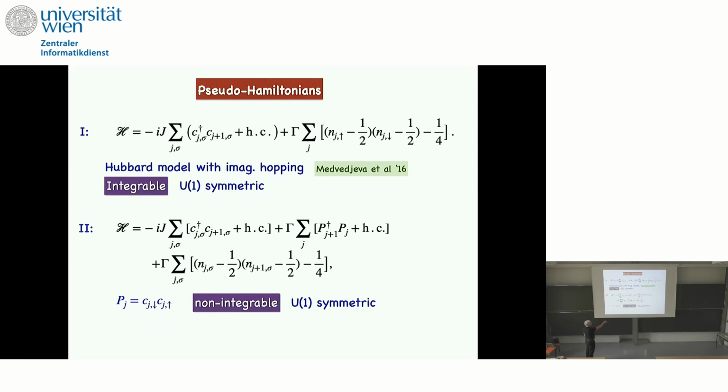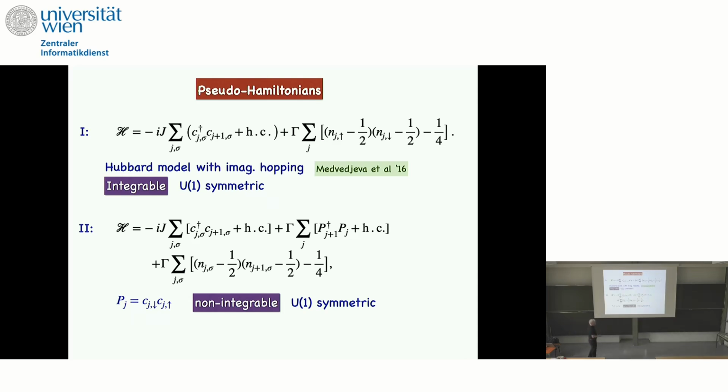This we already studied and did various things 10 years ago. It's integrable in one dimension. And it actually has an SO(4) symmetry, but in particular, it has a U(1) symmetry, which is what I'm interested in because I want to do hydrodynamics.